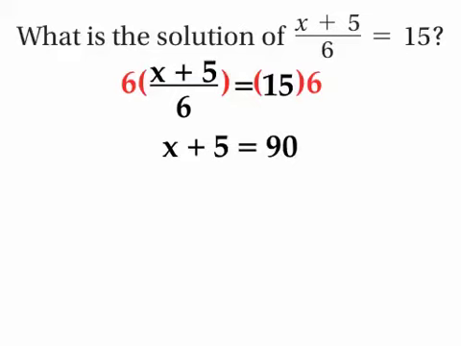Now I can subtract 5 from both sides because it's just a 5. It's not being divided or multiplied or anything by any other number. So now I can do the opposite of adding 5, which is subtracting 5, and you find that x equals 85. Again, we're always going to look back to our original equation. We can say that 85 plus 5 is 90, and 90 divided by 6 is 15. So we have checked our solution.